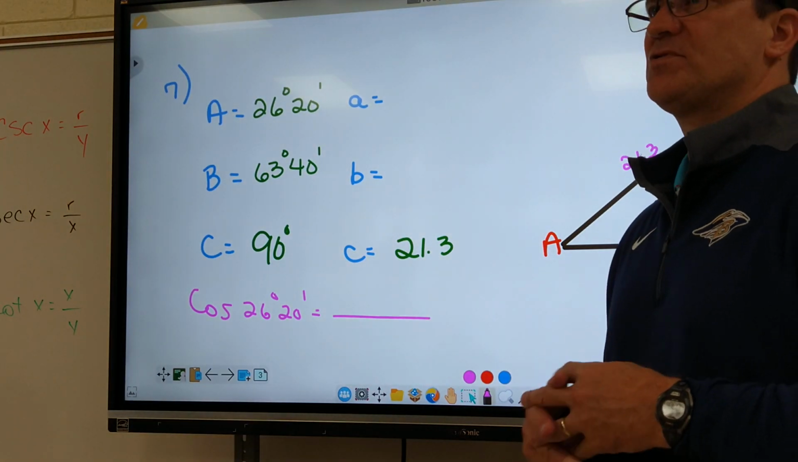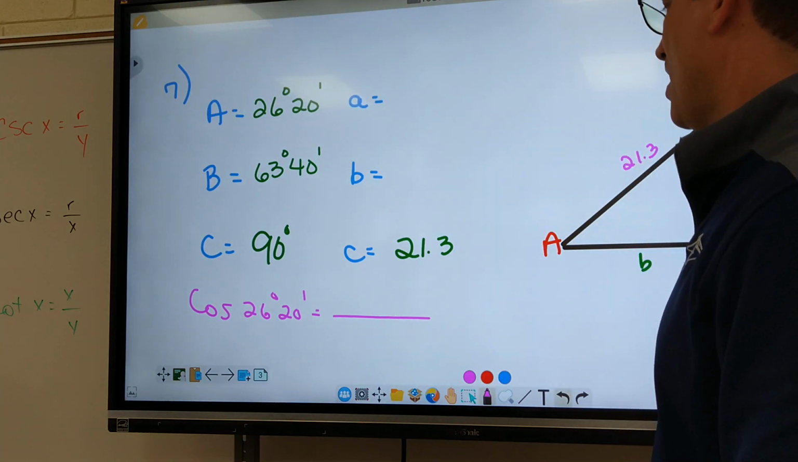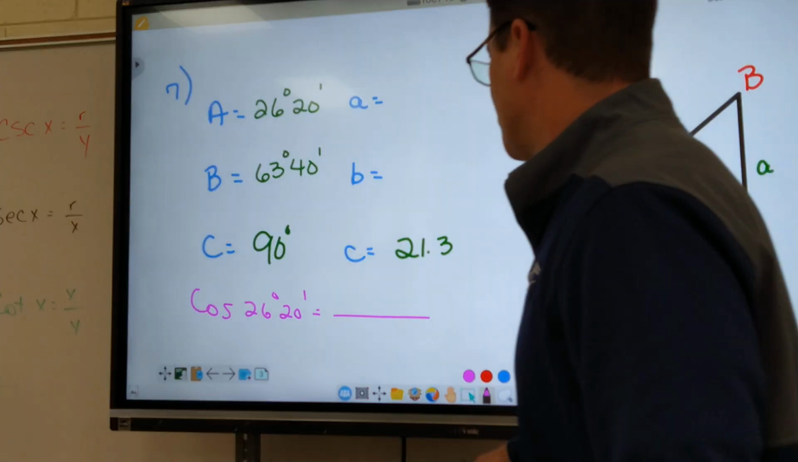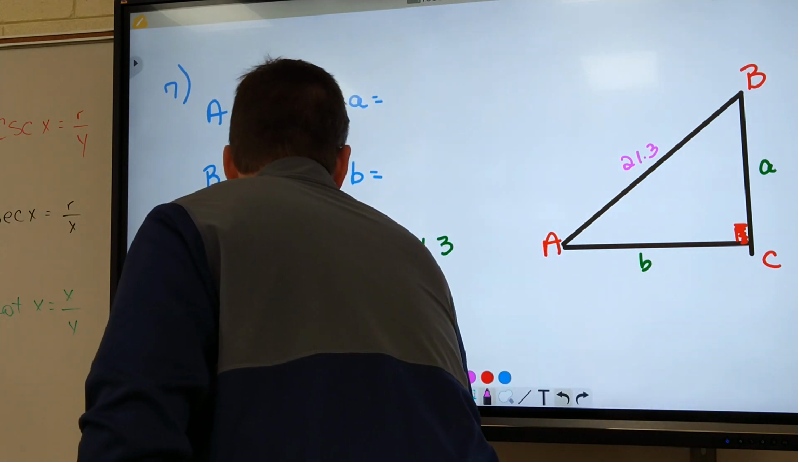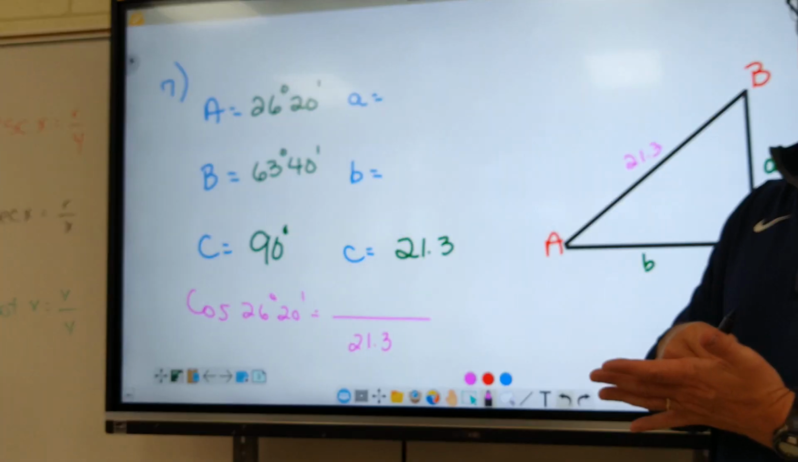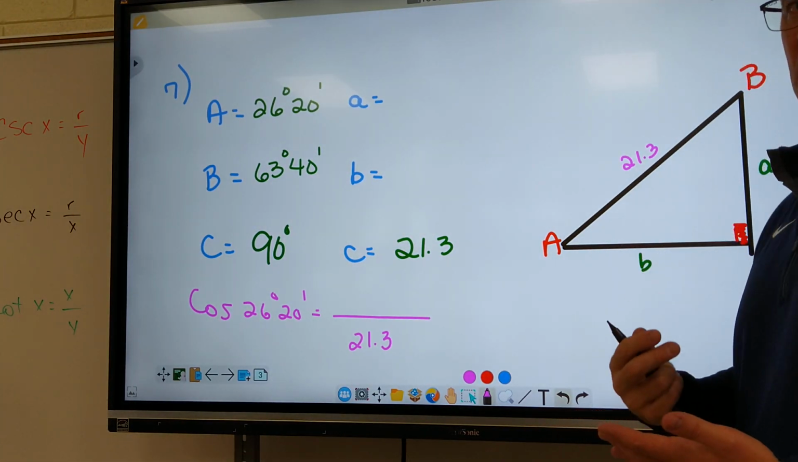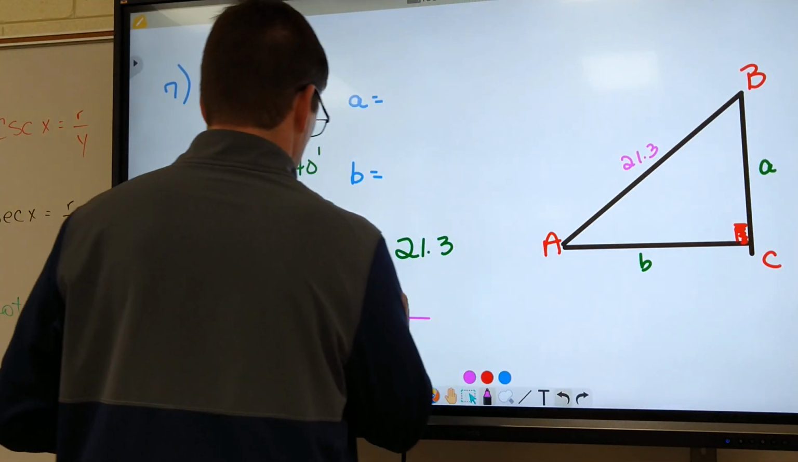Now the formula for cosine tells us put your adjacent side on top, put your hypotenuse on the bottom. Okay, well my hypotenuse is 21.3. That's got to go on the bottom. Now let's talk about this again. Remember, across from angle A, opposite is little a, so B's got to be your adjacent side. So we're going to put little b on top.